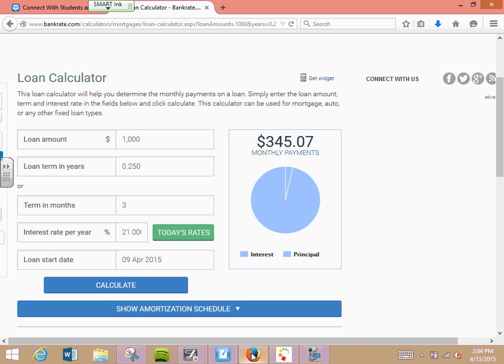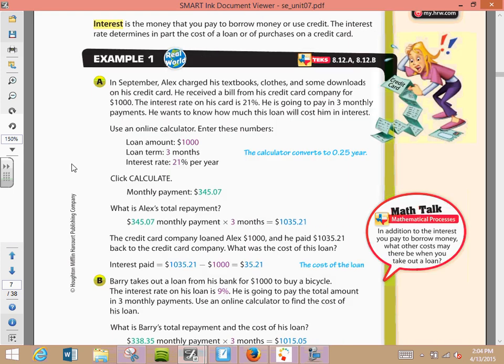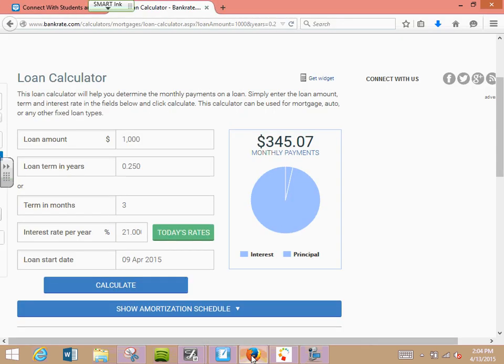So again, using this example that we had in the book, we're talking about a loan of $1,000 with a term of 3 months and a rate of 21% per year. And literally you grab these things and you plug them into the calculator. $1,000. The term in years is 0.25 because we only have 3 months, right? So 3 months out of the year, when you turn it into a decimal, it gives you 0.25, which the term tells you, or term in months.